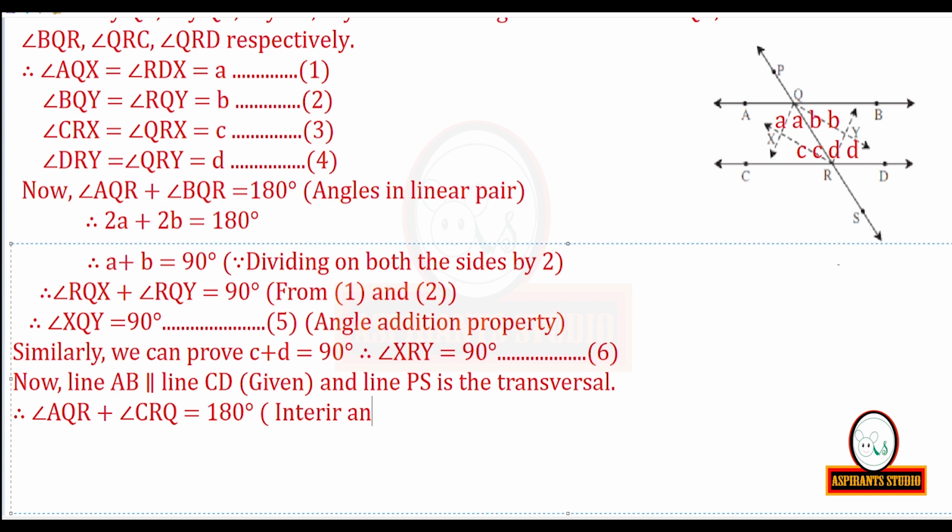You have to write the reason, interior angles. Now look at the figure. Measure of angle AQR is otherwise A plus A, that is equal to 2A, and measure of angle CRQ is otherwise C plus C, that is equal to 2C. So you can write 2A plus 2C is equal to 180 degrees. Now dividing on both the sides by 2, we get A plus C is equal to 90 degrees.